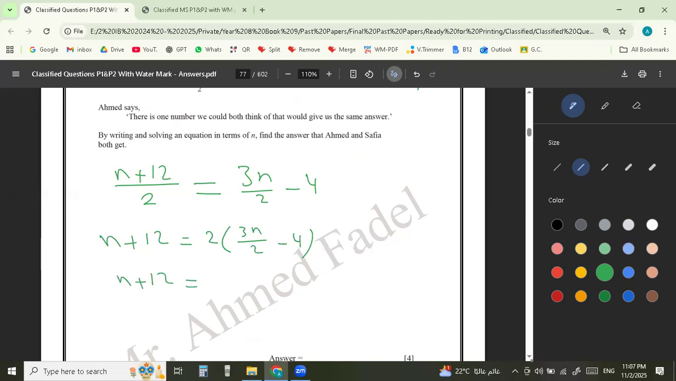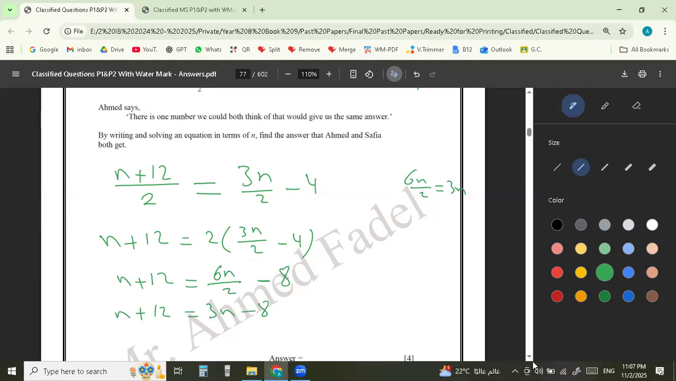What is 2 times 3n over 2? 2 times 3n over 2 is going to give me 6n over 2. 6n over 2 is equal to 3n. Yes, exactly, 6 divided by 2 is 3. Again, 6n over 2 minus 2 times 4 is 8. So n plus 12 equals 6n over 2, which is 3n minus 8.